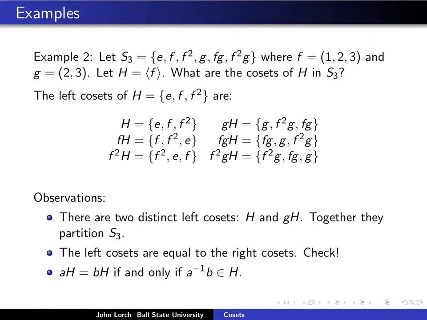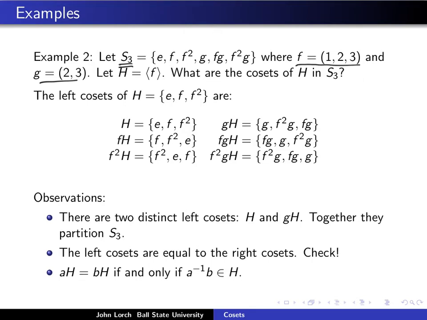Well, now let's try another example, but this time let's use a group that's non-abelian. So here our group is going to be the symmetric group S3, which we learned about in the last video. And remember, its shorthand is E, F, F squared, G, FG, and F squared G, where F is this 3-cycle, 1, 2, 3, and G is the transposition that sends 2 to 3, and vice versa.